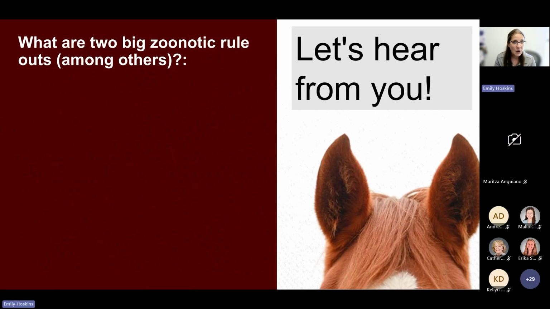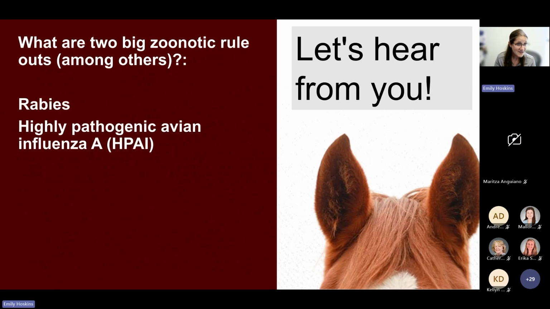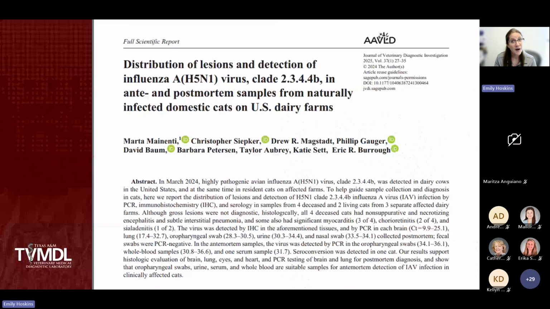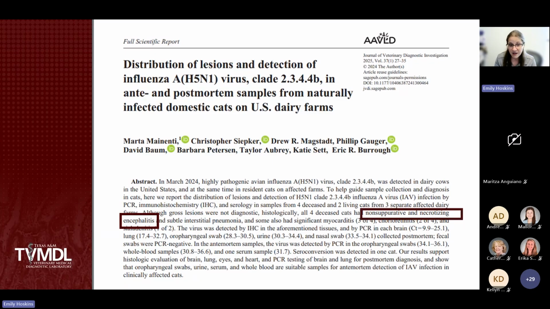Nice. Okay, so again, there's lots of causes that could be causing this encephalitis, but the two that I was thinking about were rabies and highly pathogenic avian influenza. So just as either an FYI or a reminder, whenever they looked at the distribution of lesions of HPAI in domestic cats, non-suppurative and necrotizing encephalitis was one of the main lesions that they saw.